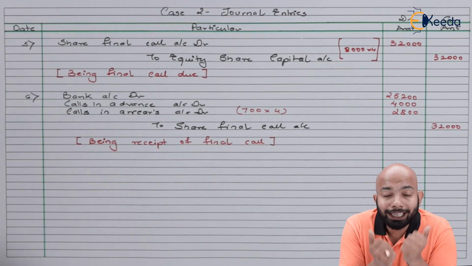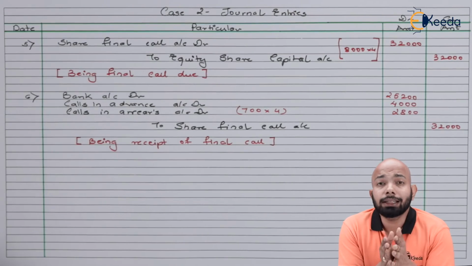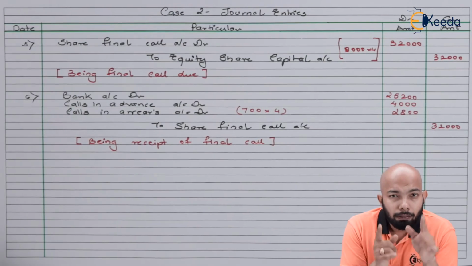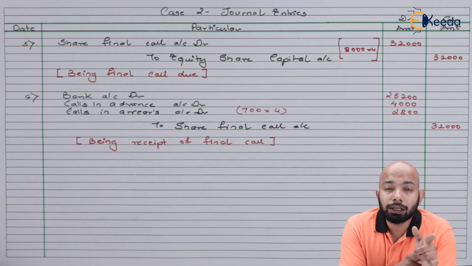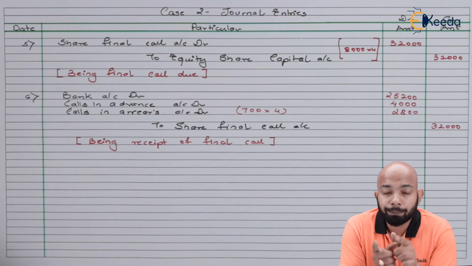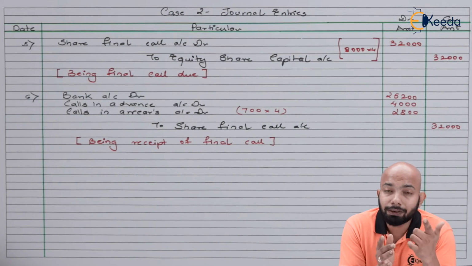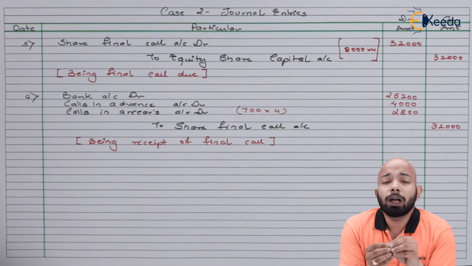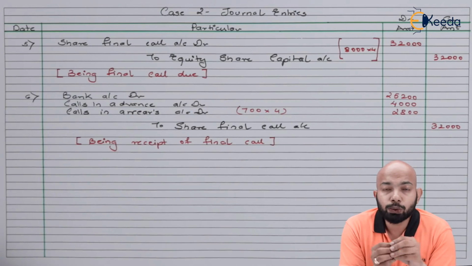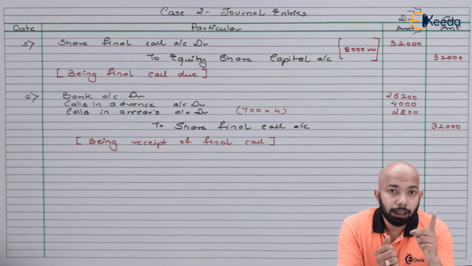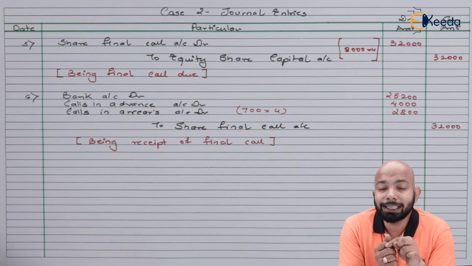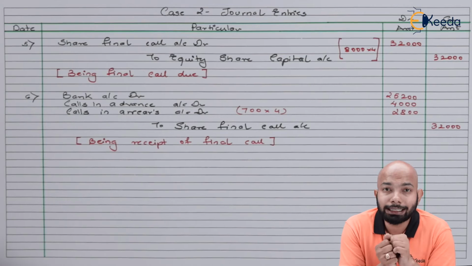When it comes to receipt of final call money, we understand that there are certain calls in arrears and calls in advance as well. Calls in advance is because in the previous entry we understood that while the allotment was due, one person paid off the final call money as well. So that we have to incorporate here. If that was credited there, it will be debited here, as mentioned in the entry listed down.